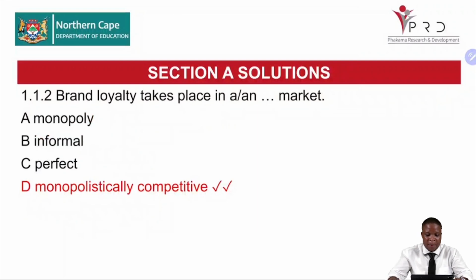Number 2, brand loyalty takes place in which market? So brand loyalty means that we are using non-price competition. Which market uses non-price competition? It is the monopolistic competitive market. And your oligopoly is not there. So monopoly, they are unique, so they don't have to use brand loyalty. And then informal sectors, we're talking about something else. Perfect market, they are exactly the same, so we don't have to have brand loyalty because they are selling a homogeneous product.